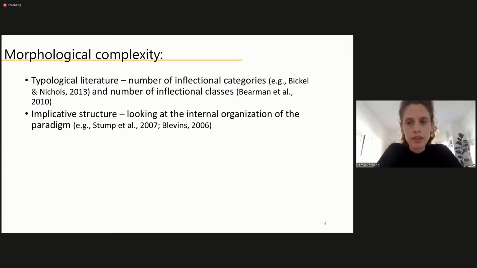So trying to understand the variation that we see in natural languages, we can start from a measure for morphological complexity. So how is morphological complexity measured? There are 2 main approaches. The first one is from the typological literature, which looks at the number of inflectional categories and the number of inflectional classes, so basically the size of the paradigm. The second one looks at the implicative structure of the paradigm, so looking at the internal organization of the paradigm, and I will say more about that in a few slides.